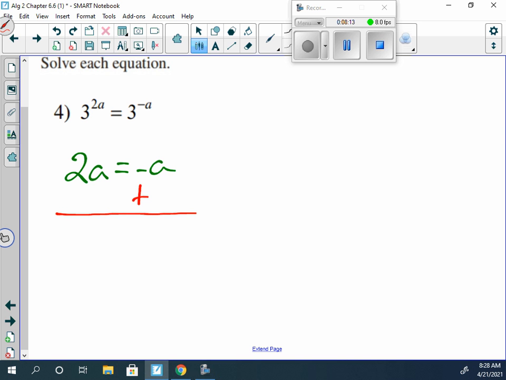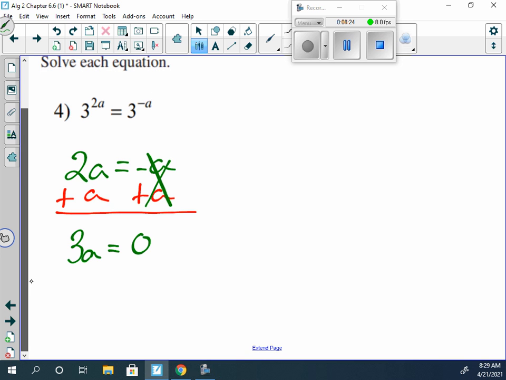So we can add a to both sides. Well, negative a plus a is 0. 2a plus a is 3a is equal to 0. A equals 0. Because there's two ways we can go about it. One of them is using a property, and one of them is using division. Because at this point, we can divide both sides by 3 and see that a is equal to 0.